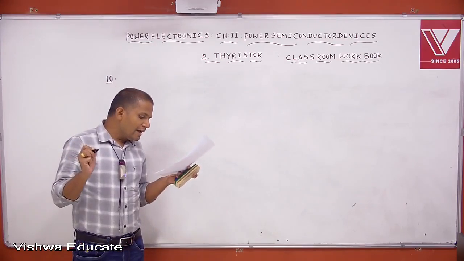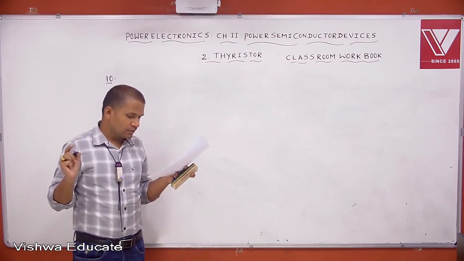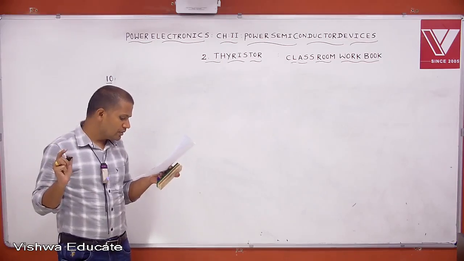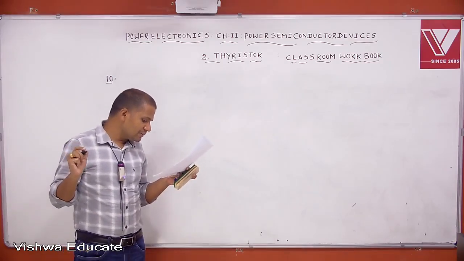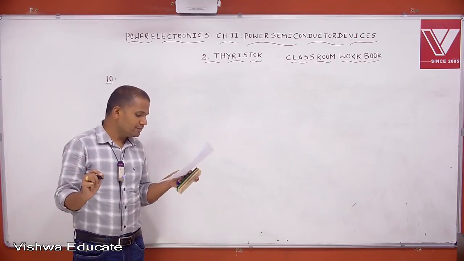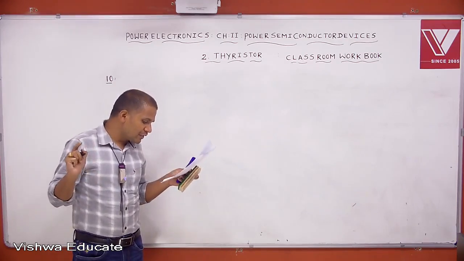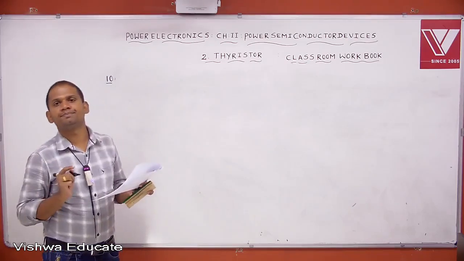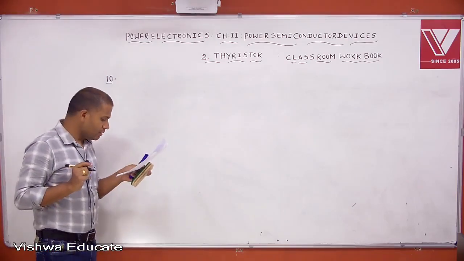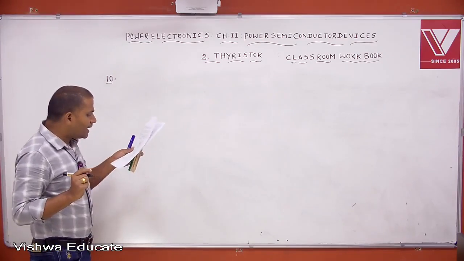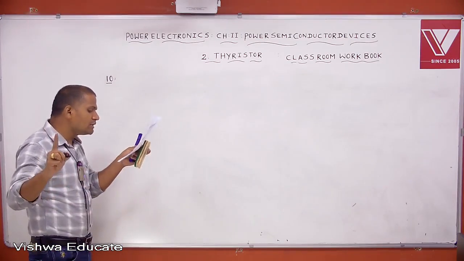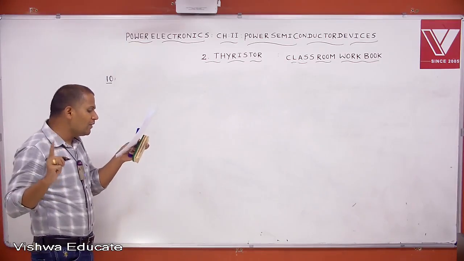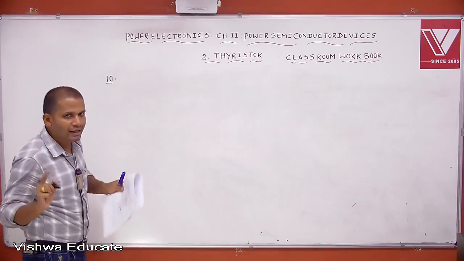For a trigger supply voltage of 8 volts, compute the value of resistance that should be connected in series with the gate circuit to ensure turn on of the device. A thyristor data sheet gives 1.5 volts and 100 milliamperes as the minimum value of gate trigger voltage and gate trigger current.